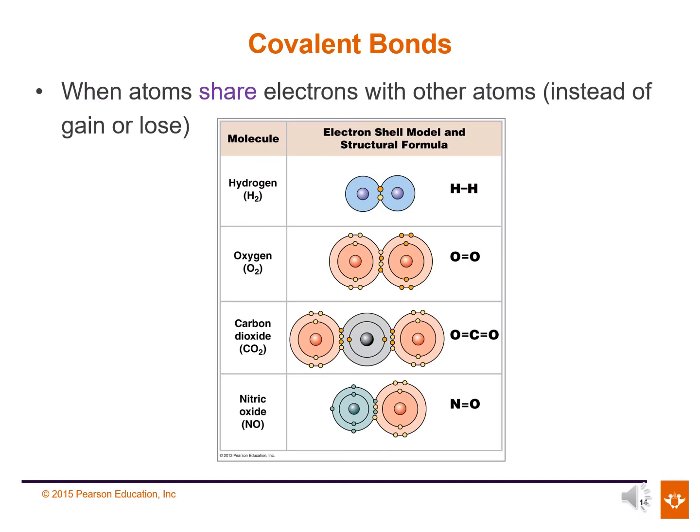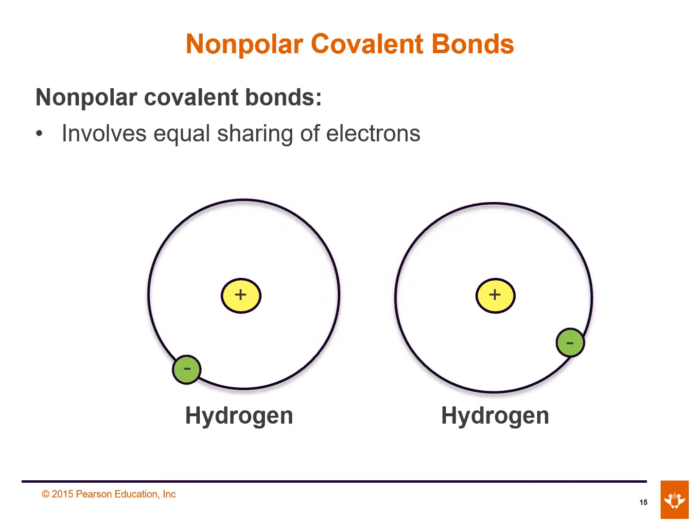When atoms share electrons with other atoms, instead of gaining or losing, covalent bonds form. Single covalent bonds share one pair of electrons, as can be seen in the example of the hydrogen molecule, whereas double covalent bonds share two pairs of electrons, as can be seen in the example of the oxygen molecule. Covalent bonds can either be nonpolar or polar.